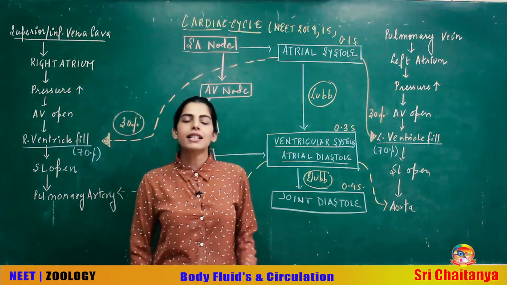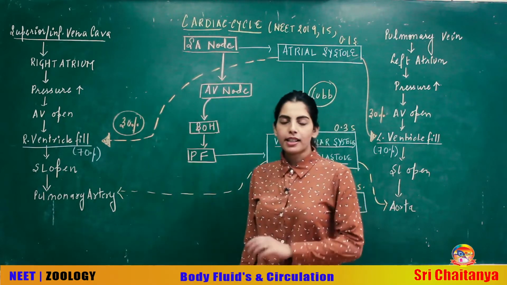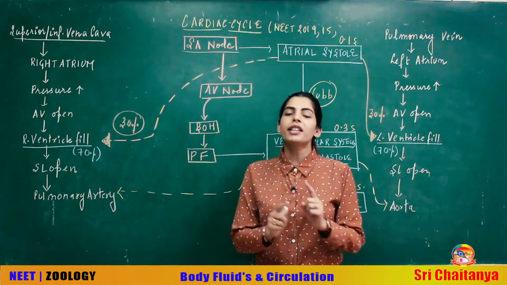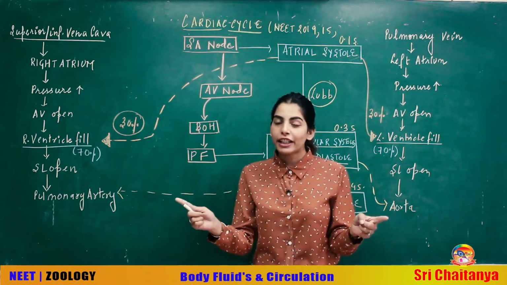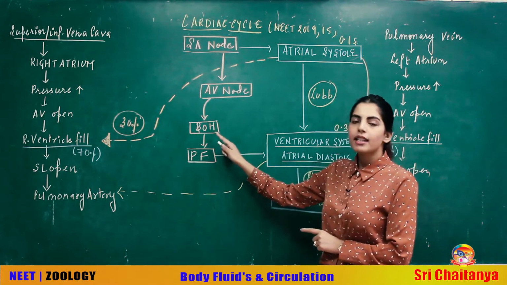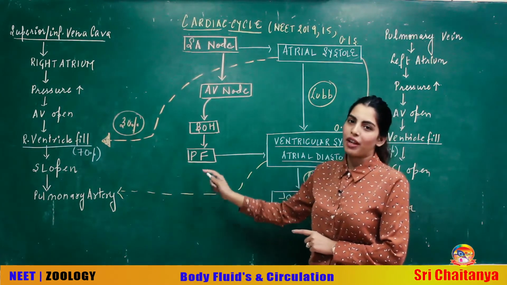Now simultaneously what is happening, students, is the SA node is generating an impulse, and now we know that the SA node, after generating the impulse, is going to send the impulse to both atria. Then it sends the impulse to the AV node, which then sends the information to the bundle of His, which then sends information to the Purkinje fibers.